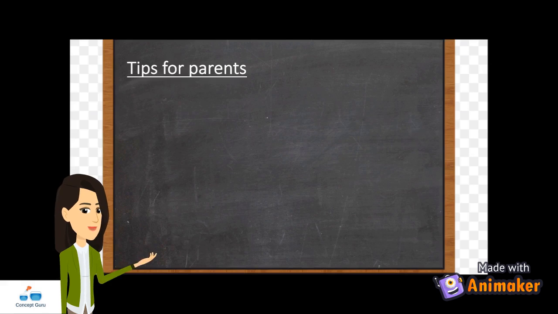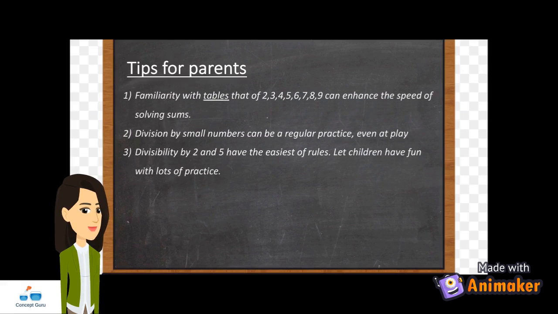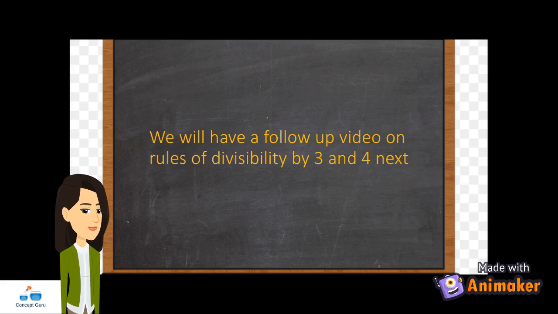Here, we have tips for parents. Familiarity with the tables of 2, 3, 4, 5, 6, 7, 8, 9 can enhance the speed of solving sums. Division by small numbers can be a regular practice even at play. Divisibility by 2 and 5 have the easiest of rules. Let children have fun with lots of practice. We will have a follow-up video on rules of divisibility by 3 and 4 next.